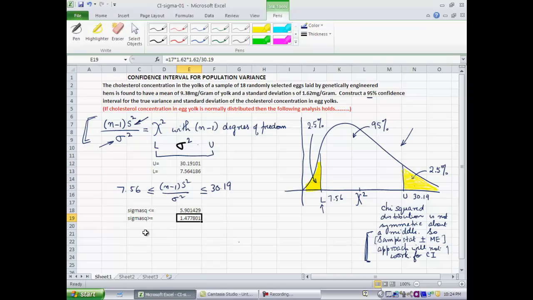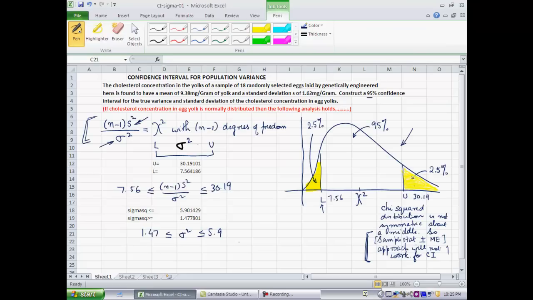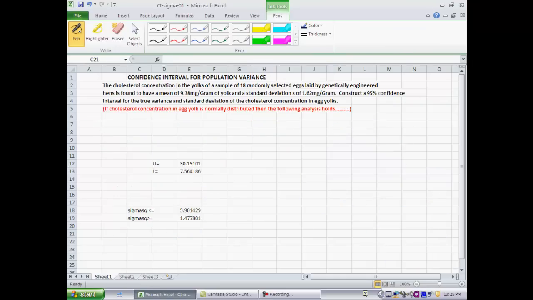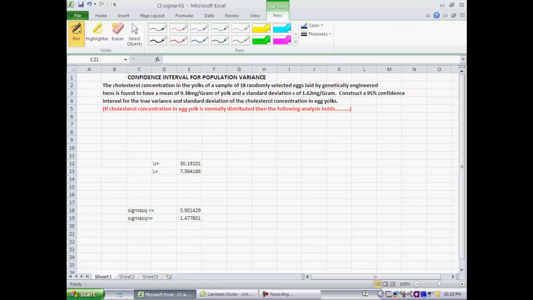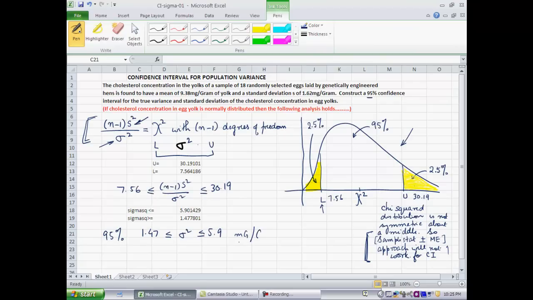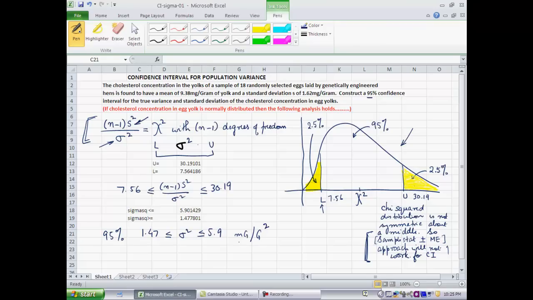Very well. So now I know that 1.47 is less than or equal to sigma squared is less than or equal to 5.9. So there I have my confidence interval. I'm 95% sure that sigma squared lies between 1.47 and 5.9 milligrams per gram squared.